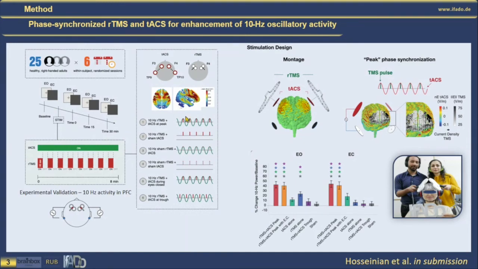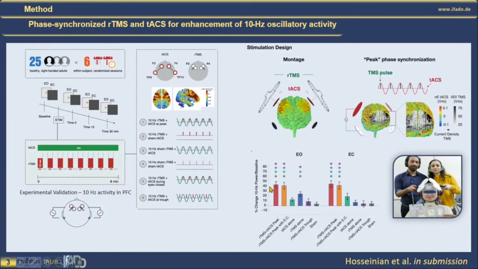As you can see, in these 6 randomized sessions we checked our protocol against different protocols: rTMS alone, tACS alone, both techniques as shams, rTMS plus tACS at the positive peak of the tACS, and at the negative peak of the tACS, and one stimulation with both techniques real, but we asked the participant to close their eyes during the stimulation.